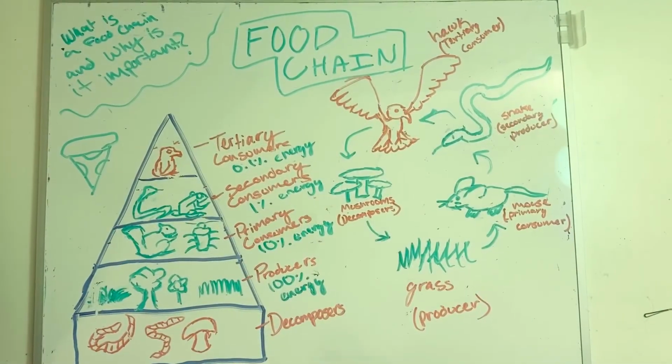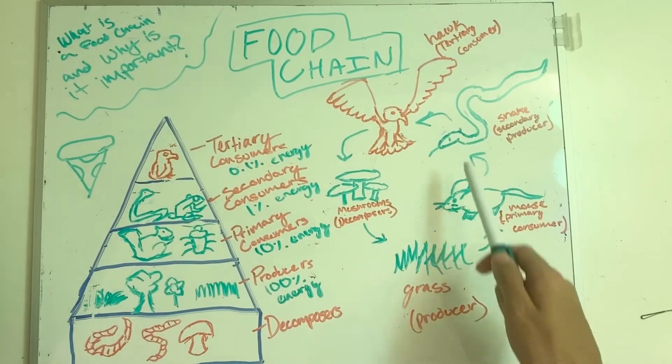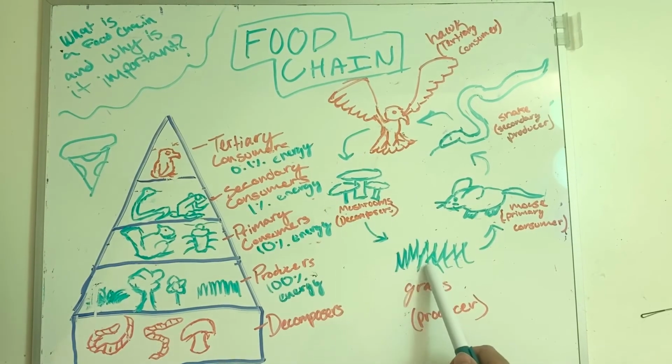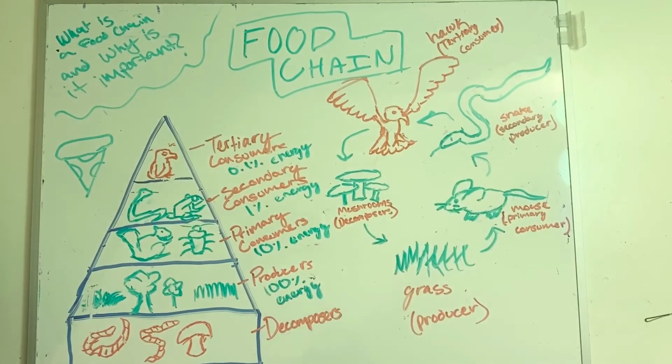The food chain can also be represented with a food web, which shows the cycle of energy transfer between every organism before eventually returning back to the producers. Now let's say I remove this hawk from the entire ecosystem.